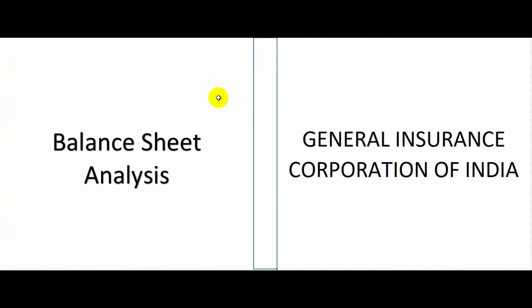So in this video I'm going to analyze the individual statements of accounts like P&L, which we just did. Then we'll be analyzing balance sheet. After that we'll do cash flow analysis, and finally we will look at the quarterly profit and loss account. After that we will compare General Insurance Corporation of India with its peer group companies and understand how it compares with its group companies.